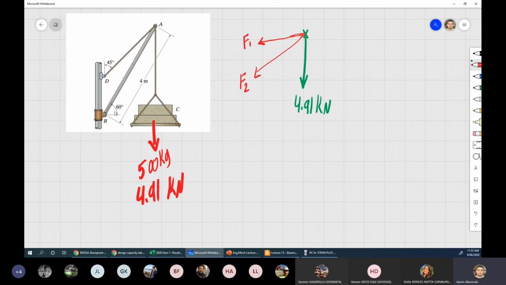Let's find out the angles. If I've got this angle here, 60 degrees, look at that. If I continue this triangle here, that's 90 degrees.